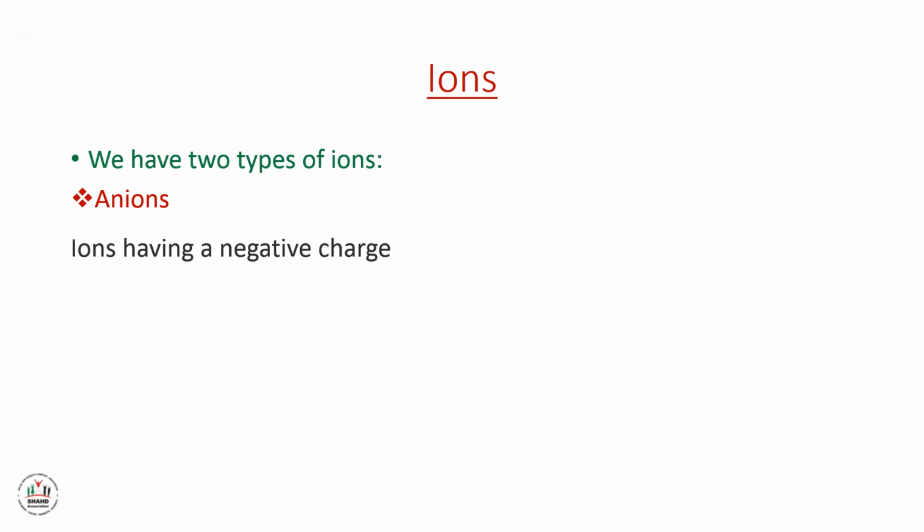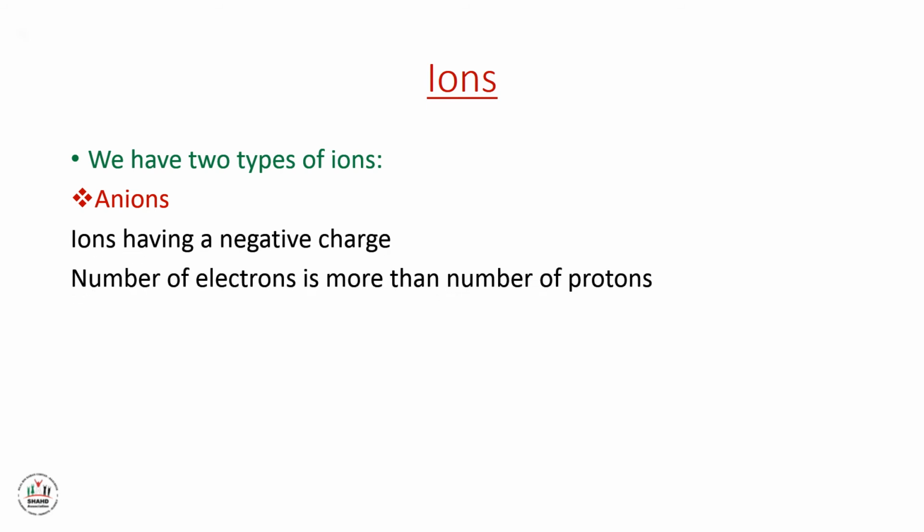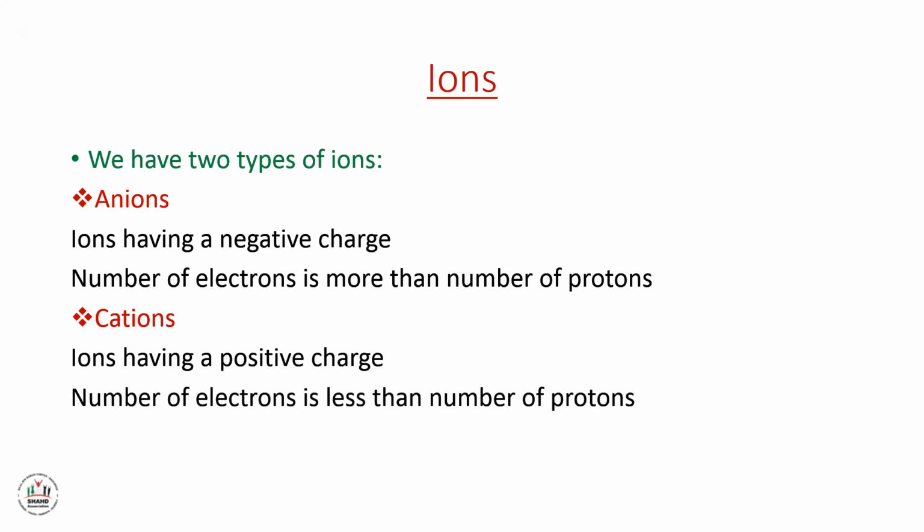Now, we'll move to the ions. We have two types of ions. The first type is called the anions. Anions are ions that have a negative charge. In anions, the number of electrons is more than the number of protons. The second type is called cations. Cations are ions having a positive charge. The number of electrons is less than the number of protons.